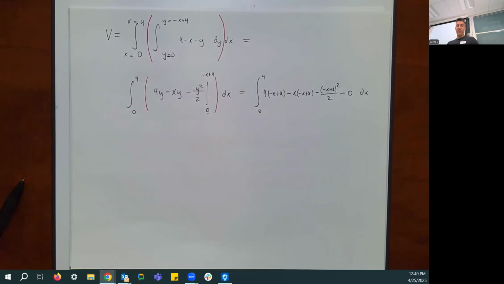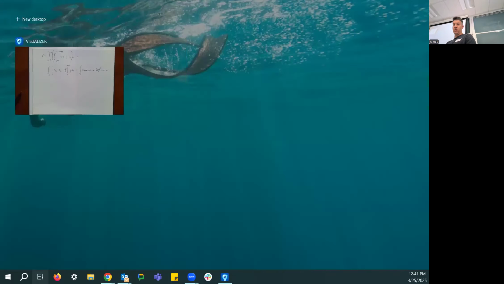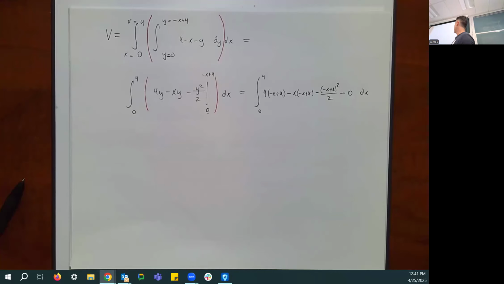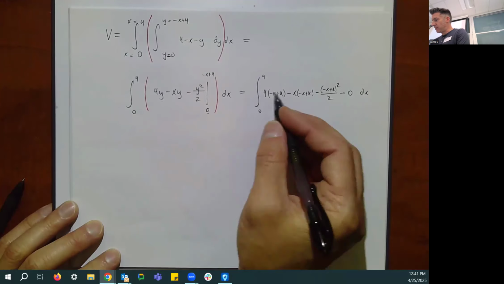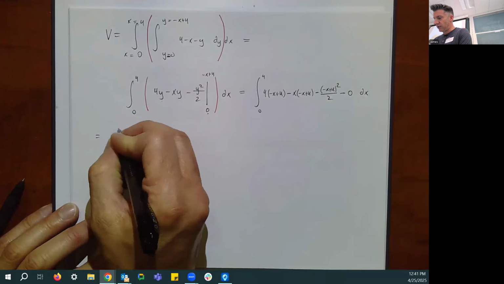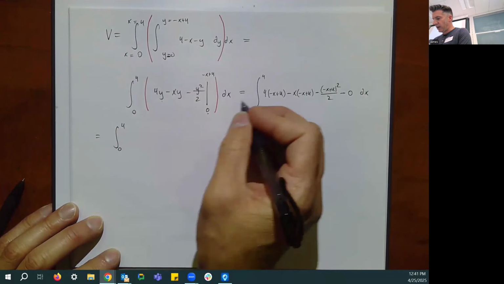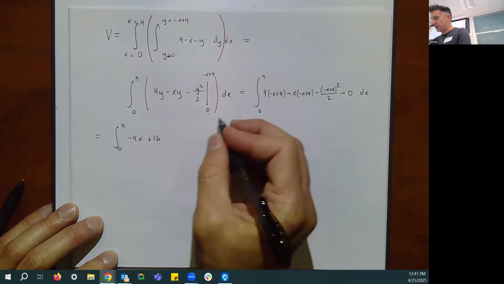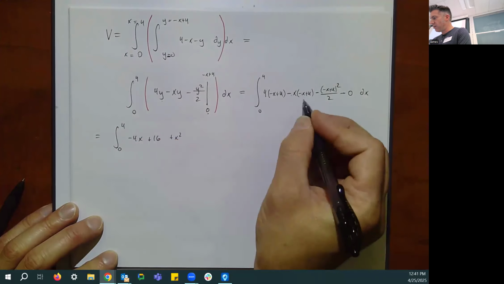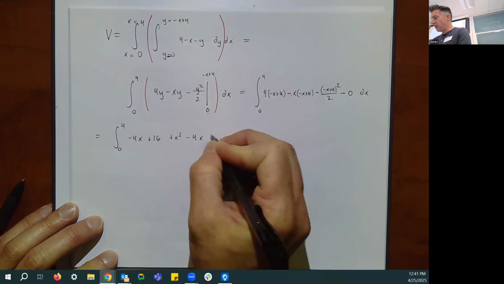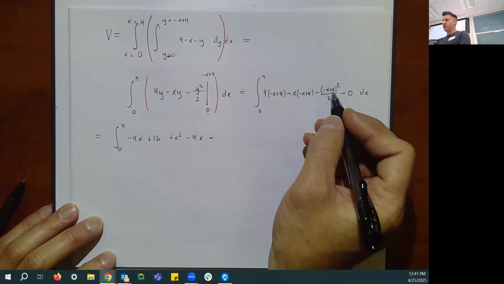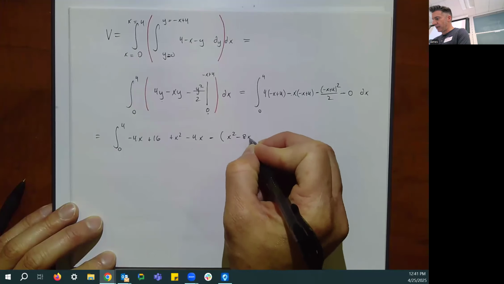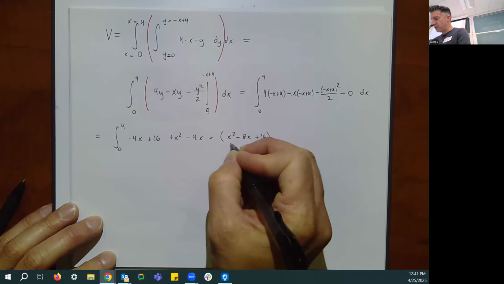I do think it is definitely in our best interest to simplify this before we try to anti-differentiate the next part. So let's multiply this out. That's going to be equal to the integral from 0 to 4. I've got negative 4x plus 16 minus x times minus x is positive x squared minus 4x. And then minus negative x plus 4 squared is going to be x squared minus 8x plus 16 divided by 2.